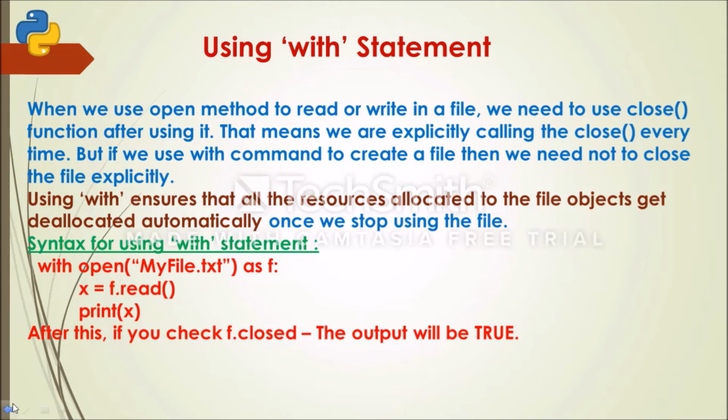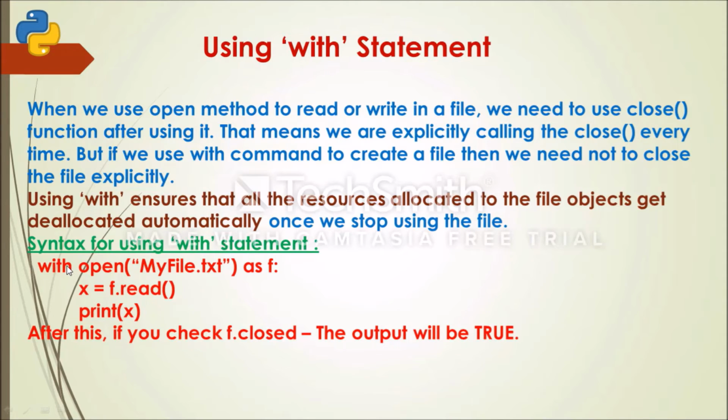So let's first read this, which I have written with so much effort. When we use the open method to read or write in a file, we need to use the close function after using it. That means we are explicitly calling the close function every time. But if we use the with command to create a file, then we need not close the file explicitly. Using with ensures that all the resources allocated to the file objects get deallocated automatically once we stop using the file. So how to use that?